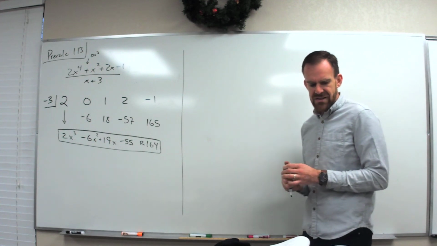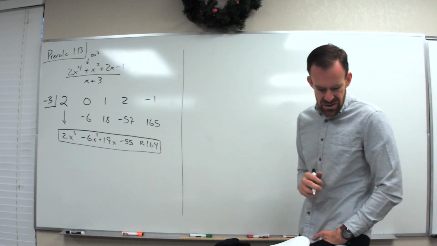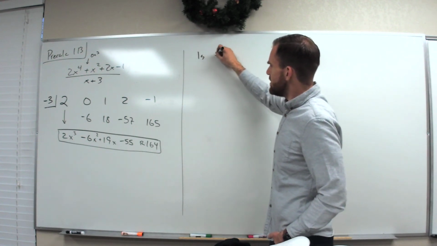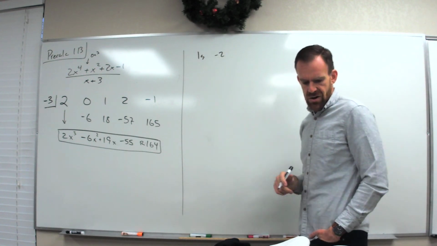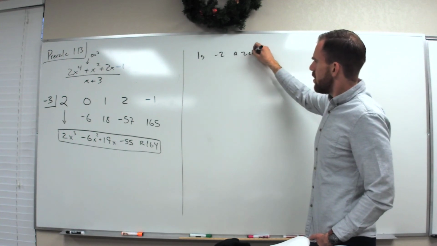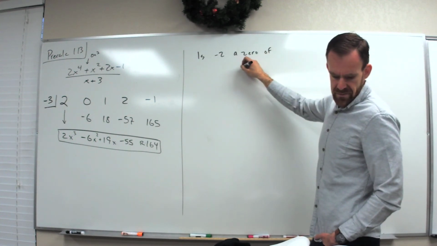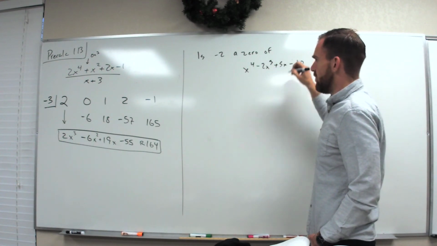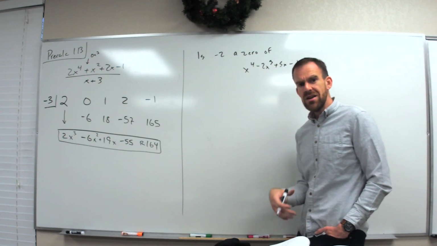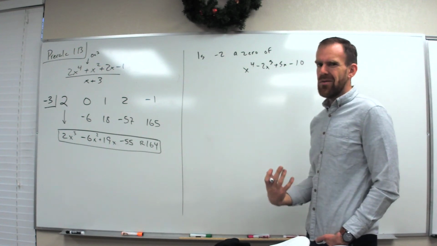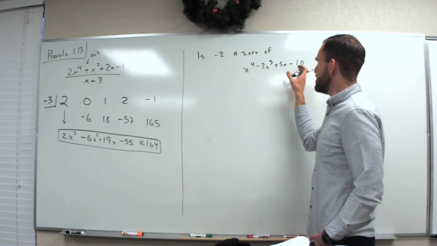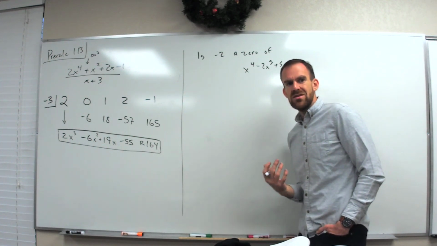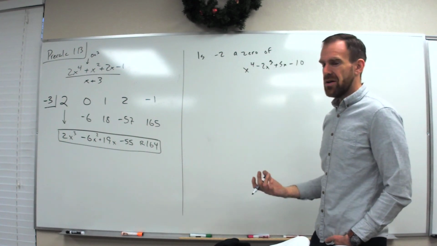And so they're going to ask questions like this. Use synthetic division to see if, so we're asking, is negative 2 a 0 of x to the 4th minus 2x cubed plus 5x minus 10? How do I do that? Well, we're going to use synthetic division. You could always just plug in negative 2 and see if you get 0. But we want you to practice the skill because you can use this on much bigger and uglier polynomials.